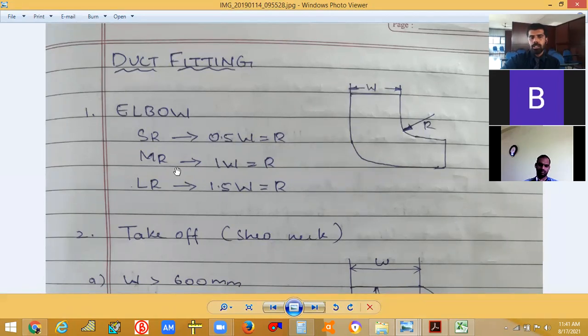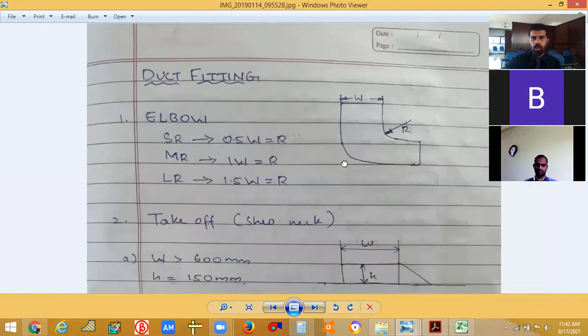Okay. So if it's a very large duct, in that case, if you need to give the radius for this elbow, take 1.5 times the width. For example, if the width is 600, just multiply 600 into 1.5 and give that radius here. So yeah, that is when it comes to elbow, you have to do like that.